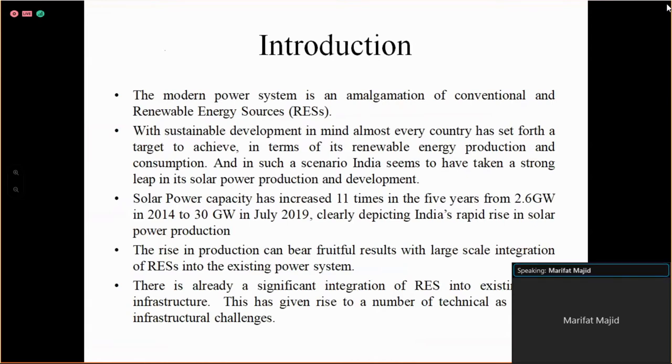In such a scenario, India seems to have taken a strong leap in its solar power production and development. Statistically, the solar power capacity has increased 11 times in the 5 years from 2014 to July 2019, which clearly depicts India's rapid rise in solar power production. The rise in production can bear fruit only with large-scale integration of renewable energy systems into the existing power system. In fact, there is already a significant integration of renewable energy systems into existing grid infrastructure, but this has given rise to a number of technical as well as infrastructural challenges.